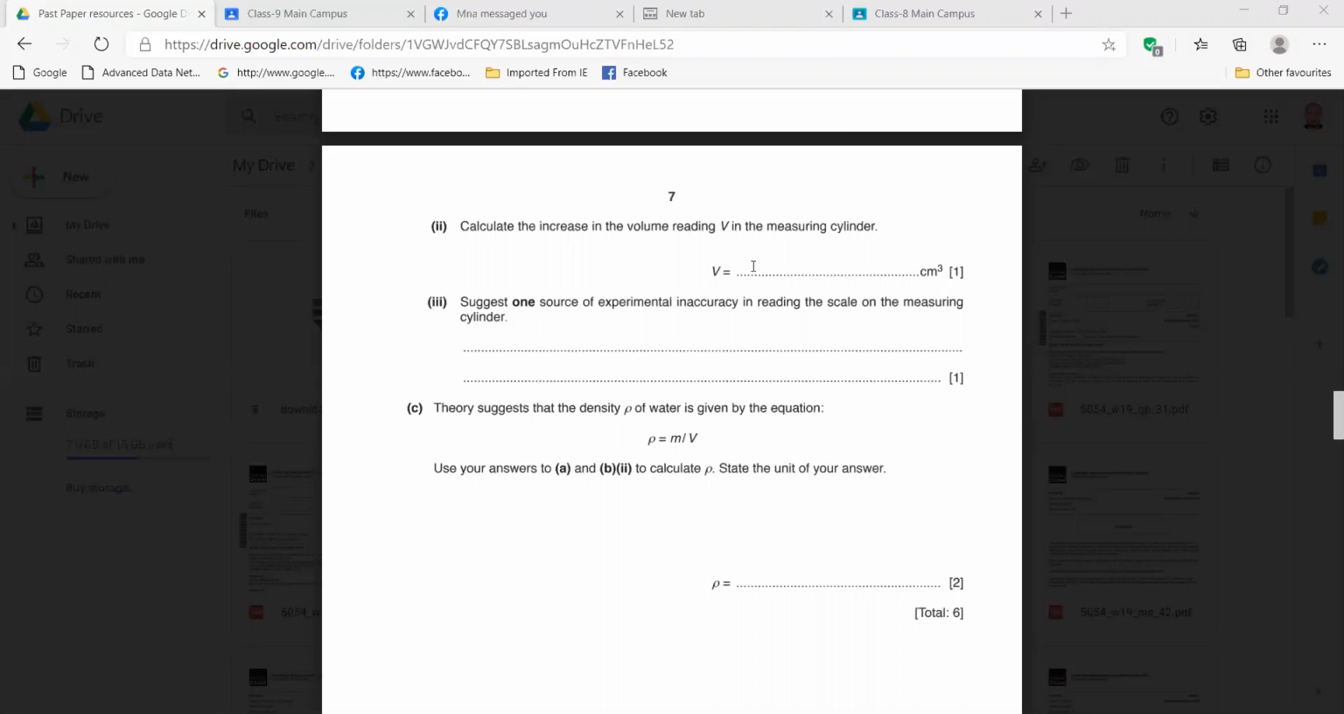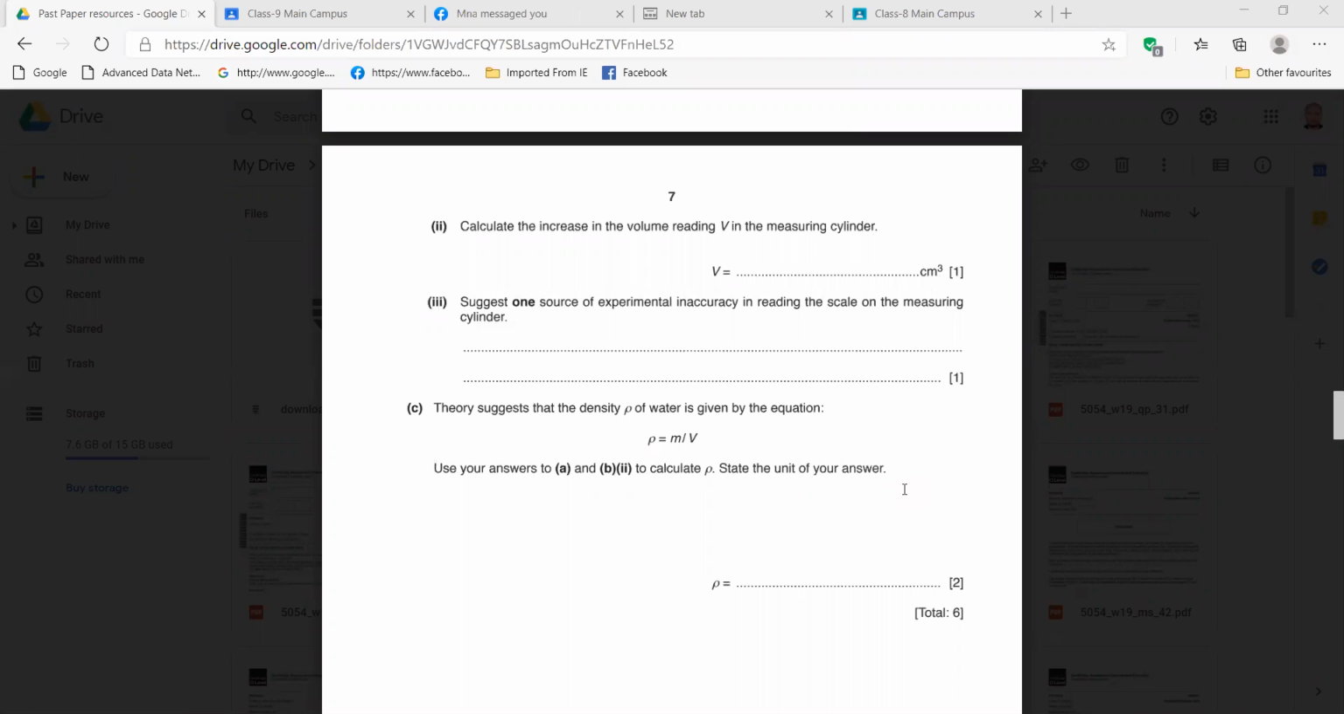Sir, 0.97. Yes, same answer. And they told you to write the unit also. Centimeter cube. No, no, you are measuring density. What is the technique to find the unit? I taught you many times. Gram per centimeter cube, I guess.